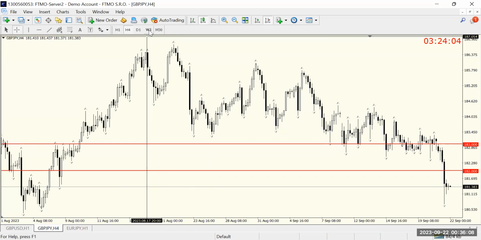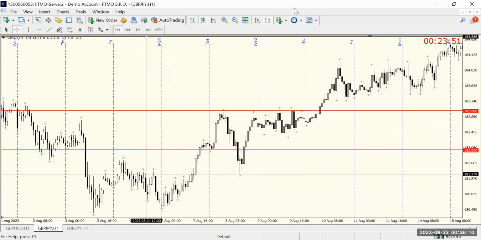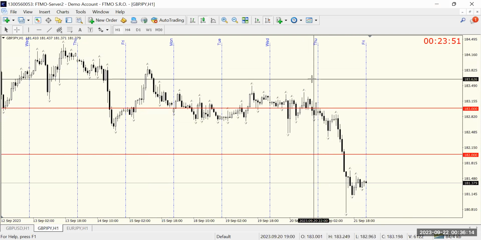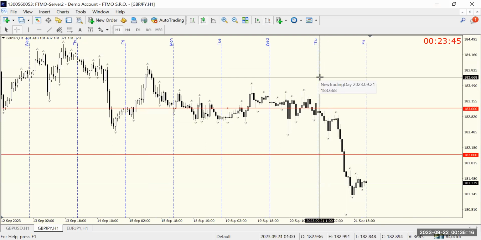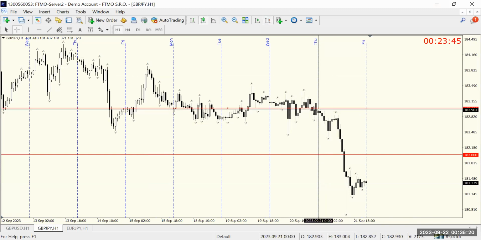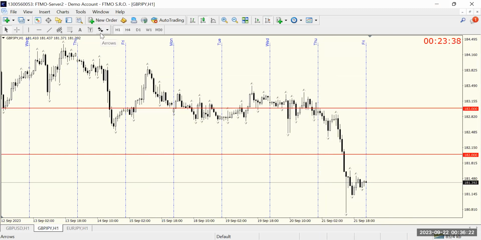Okay, now back to H1. So what happened? We have to narrate the story. We have this break here, and then during Asia we formed this high of the day. We have this swing here. And then when we look on the left hand side, we have, of course, this low here, and then we have this, just like that.